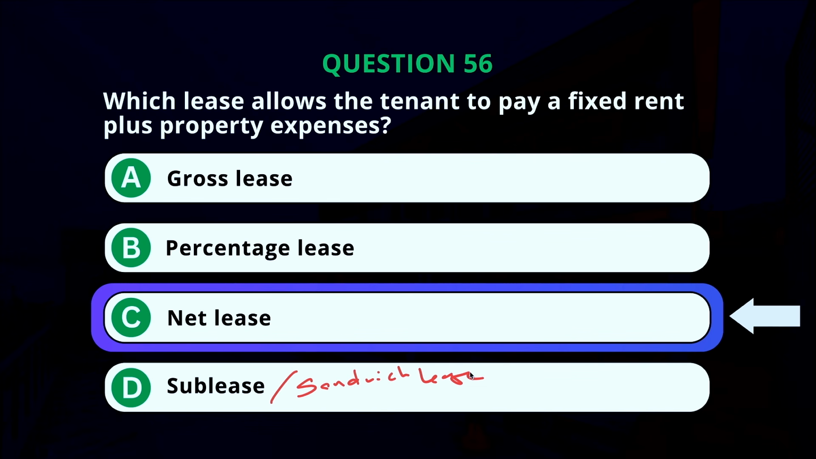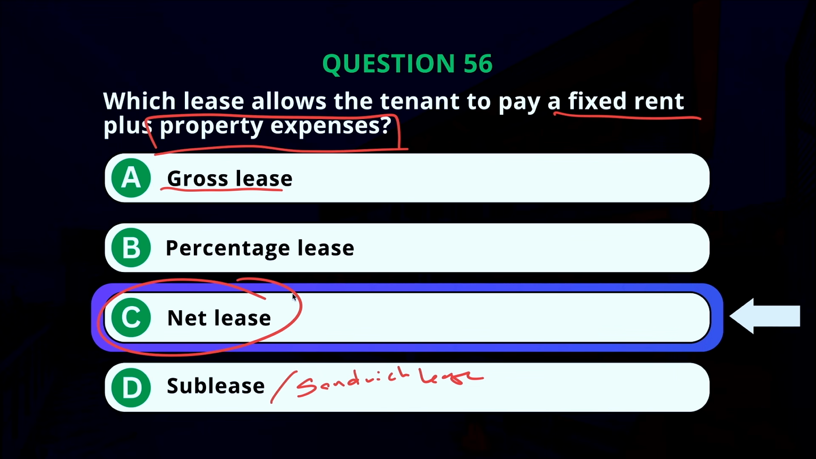Which lease allows the tenant to pay a fixed rent and any and all expenses. So if we're paying additional expenses plus a fixed rent, that is a net lease. A gross lease is a flat amount. So if it just said fixed rent and no other expenses, then that's a gross lease. And a net lease is you're paying some type of rent and then in addition to that, other property expenses. And so when you see that, that's the telltale. This is a net lease.